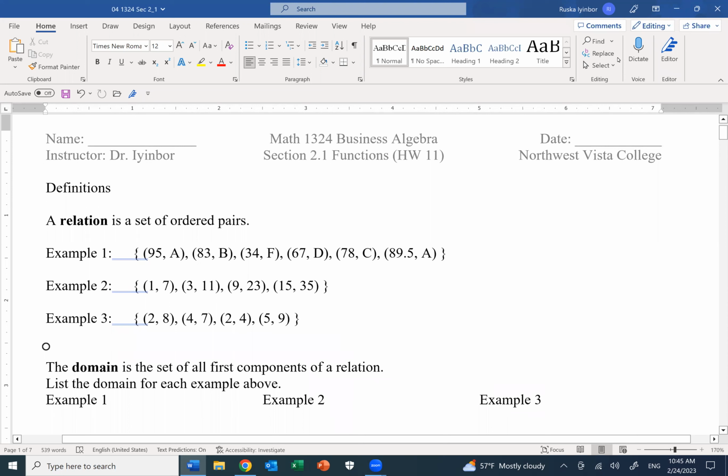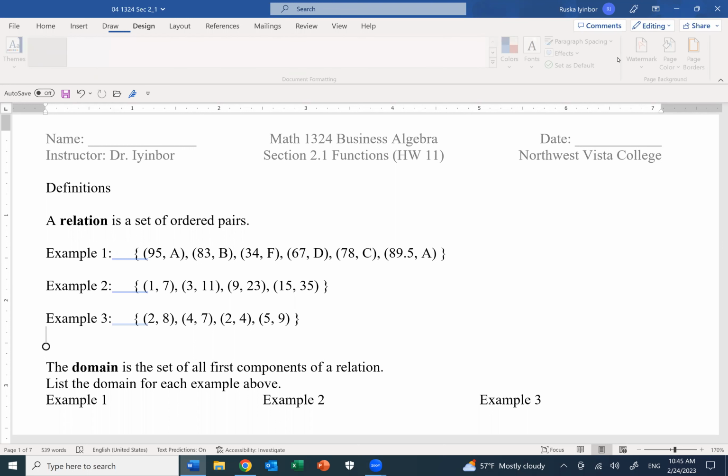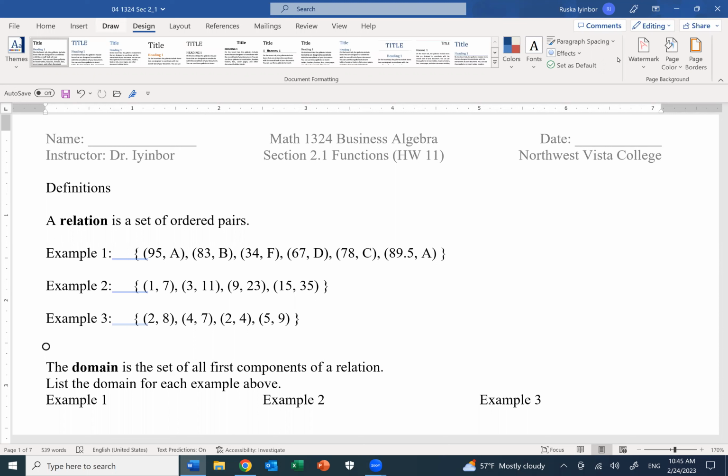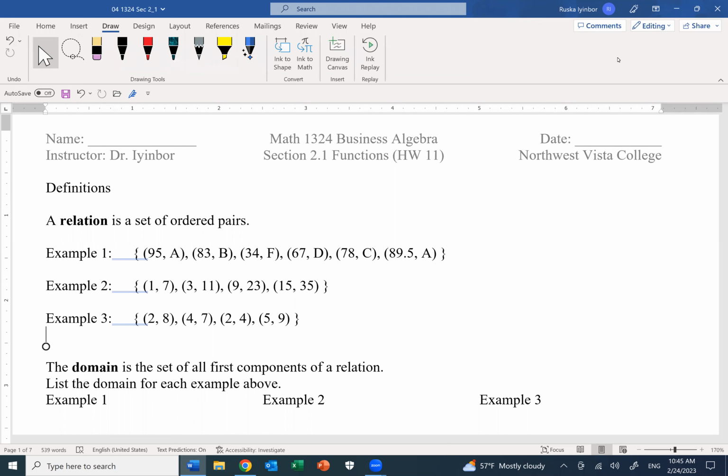So, basic definitions. We have relation. What is a relation? It's a set of ordered pairs. We have three examples here. An ordered pair is like the coordinates of a point. The first number represents X. The second number always represents Y. If you have pairs like this, those represent relations.